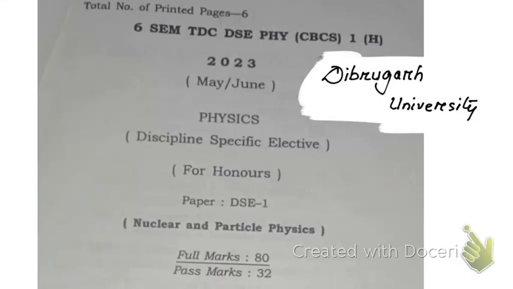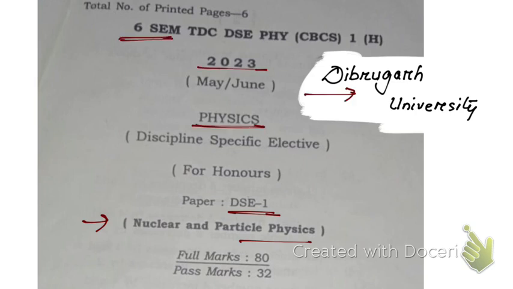Hello friends, in this video we are going to solve Nuclear and Particle Physics, DSC Paper 1 of 6th semester under Dibrugarh University, Physics 2023.